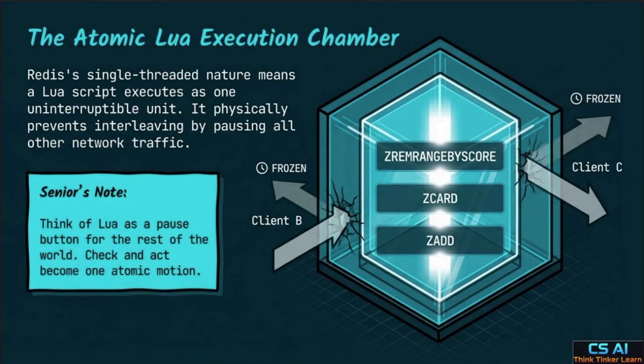Enter the Atomic Lua execution chamber. Redis's single-threaded nature means a Lua script executes as one uninterruptible unit. It pauses all other network traffic, making your check and act logic one single atomic motion. Think of Lua as a pause button for the rest of the world. It's the ultimate cure for concurrency bugs.